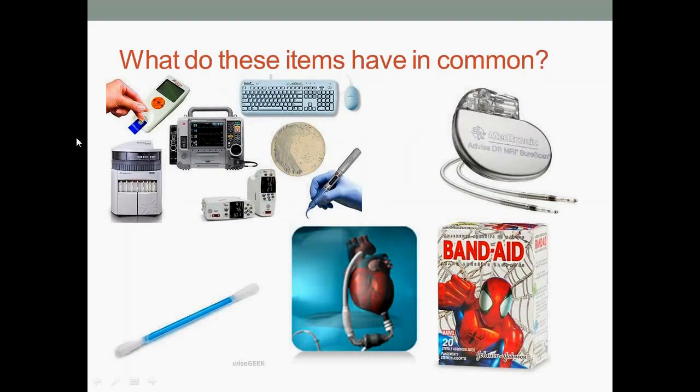So we're here to talk about devices, so it's pretty obvious, but what do all these have in common? They really are a device. Everything from an implantable pacemaker to a stent to a Q-tip, Band-Aid, these are all things that are considered devices. And I think a lot of times when we think about devices, we're truly just thinking about the medical devices that we use for research on a daily basis, but devices have a broad category.